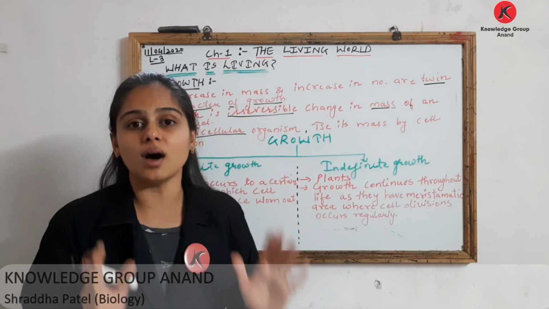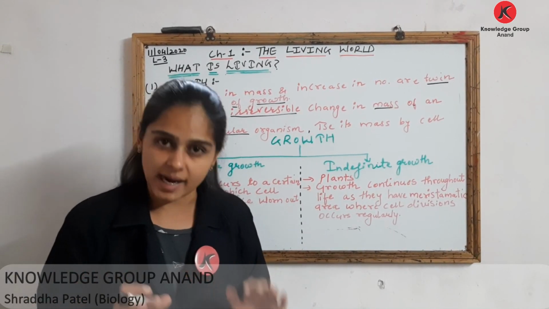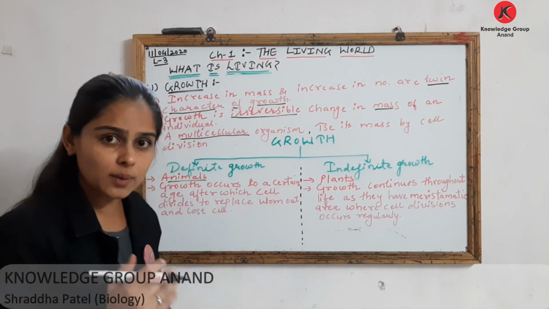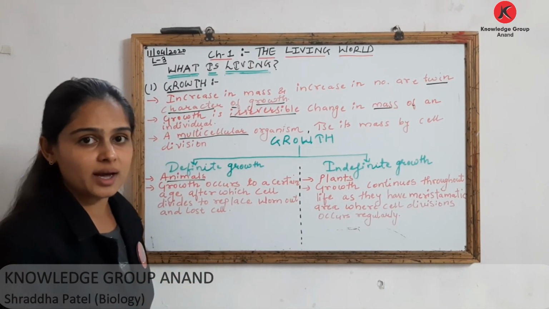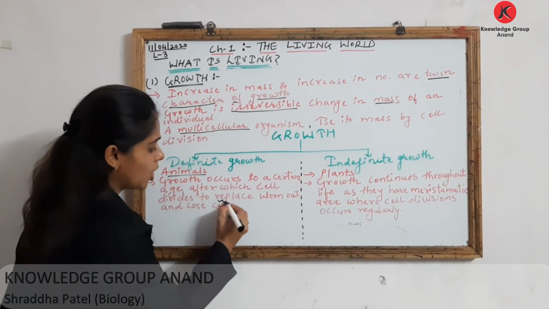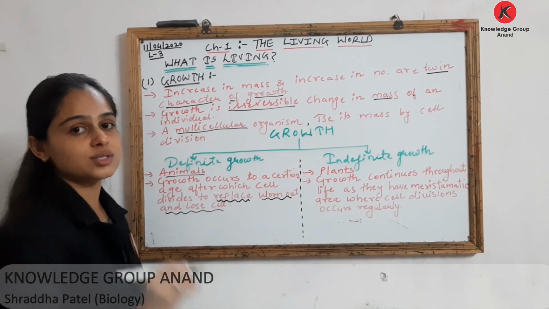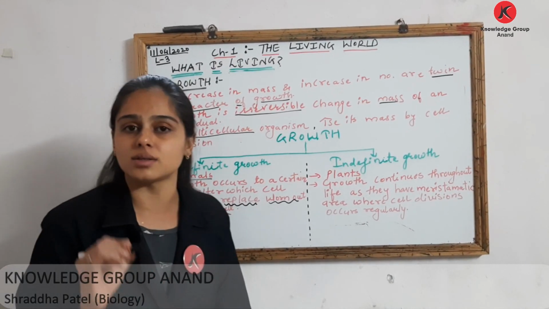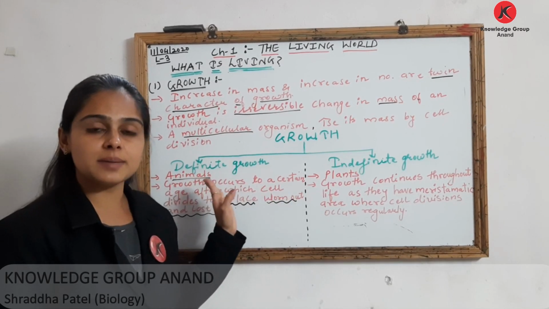But this all occurs up to a certain limit only. उसके बाद cell division होता है, मैंने नहीं बोला कि it will stop. Cell division होता है when, कब होएगा ये? Only to replace your worn out and lost cells. Most important thing this is, okay? So definite growth is exhibited by animals.